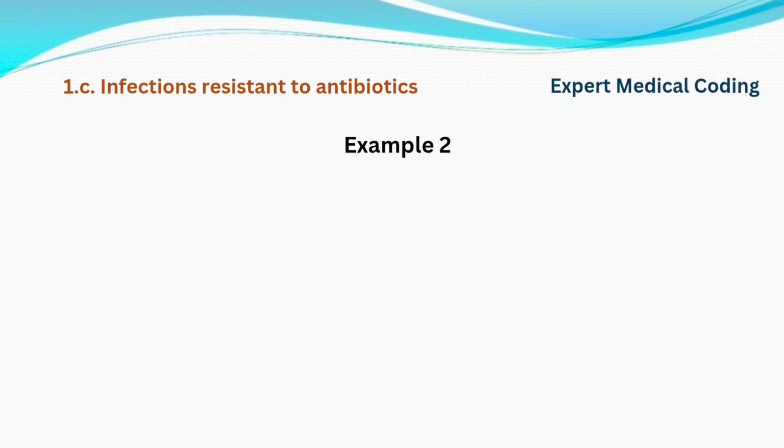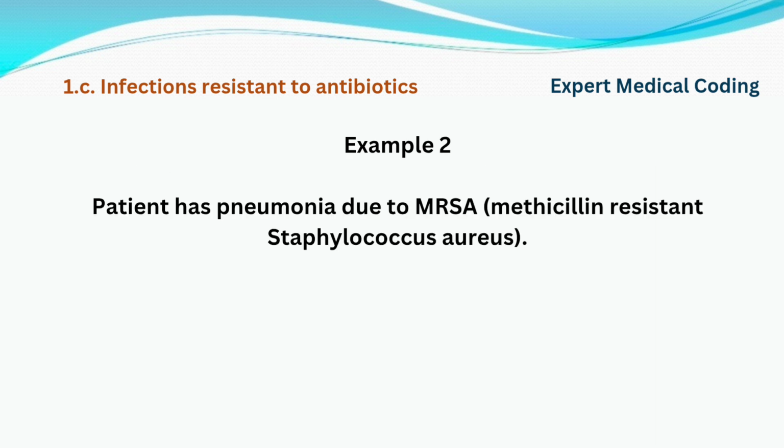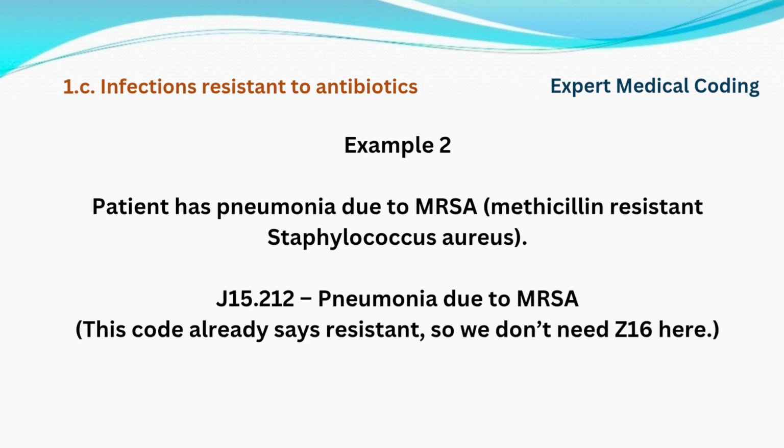Let us see another example. Patient has pneumonia due to MRSA, that is methicillin resistant Staphylococcus aureus. So here the main pneumonia code will be only one code because we have a combination code here, that is J15.212, pneumonia due to MRSA. This code already says resistant, so we don't need Z16 here. So finally we have to code only one code because we have a combination here, and the code will be J15.212 only.